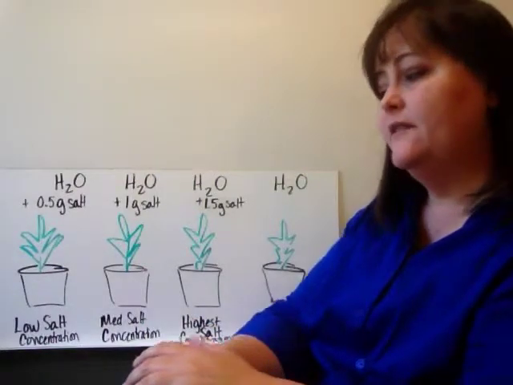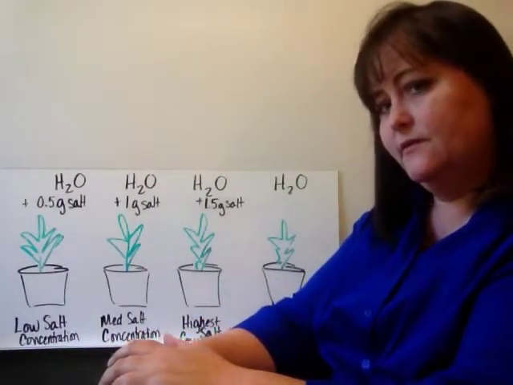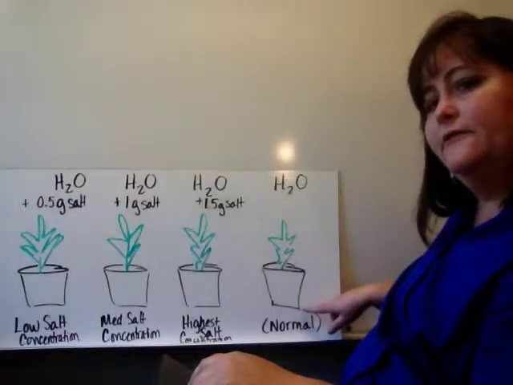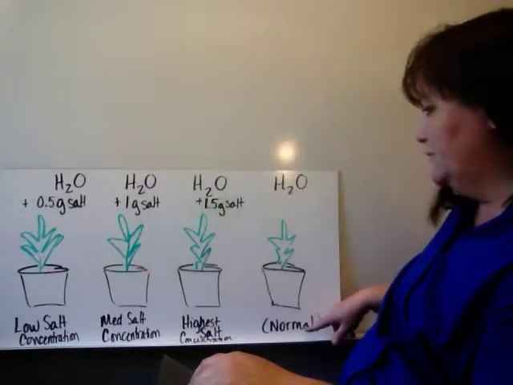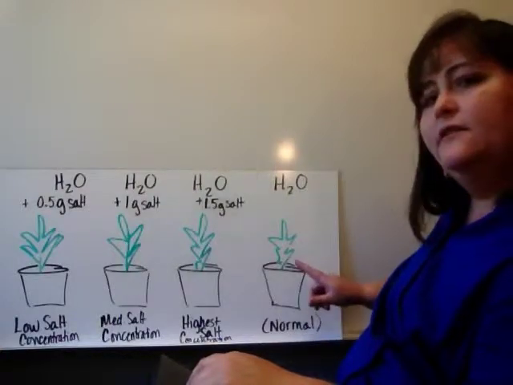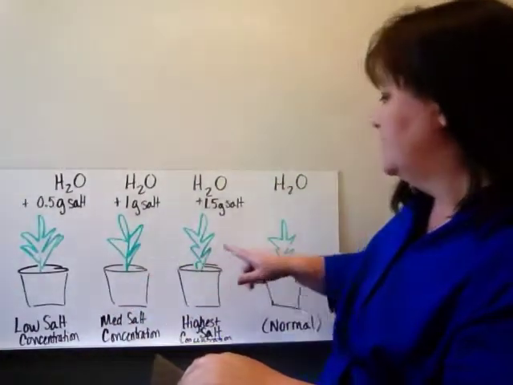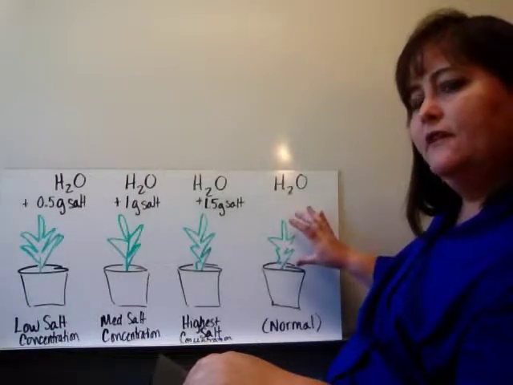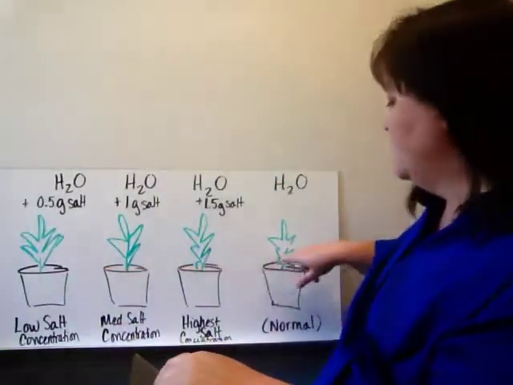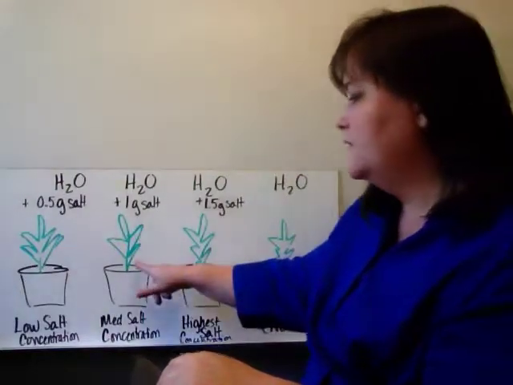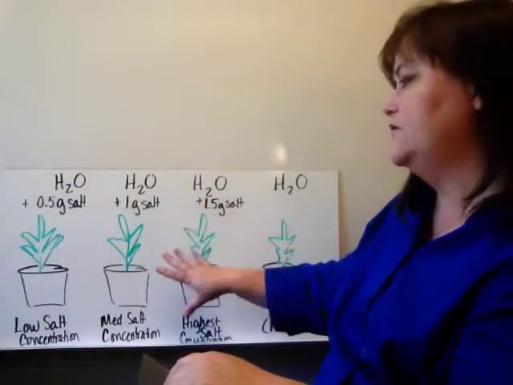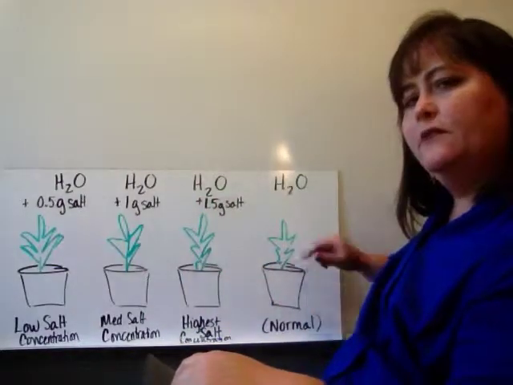Now what about the control? Well, there's one control on here, and that's this little dude right here. He is normal. We're going to grow these plants, and then we're going to compare them to this guy. If this one grows about the same as this one, and this one doesn't, and this one doesn't, then we know that the higher salt concentration makes it harder for the plant to grow.